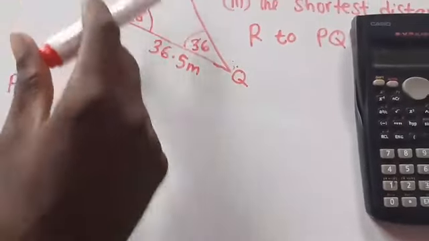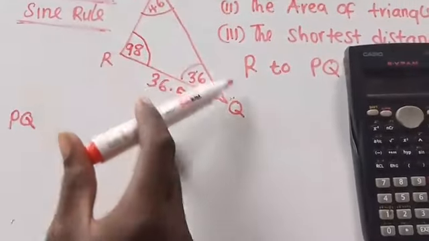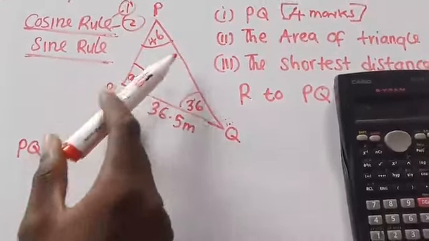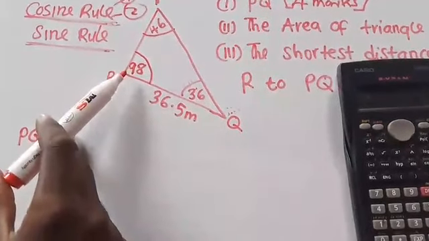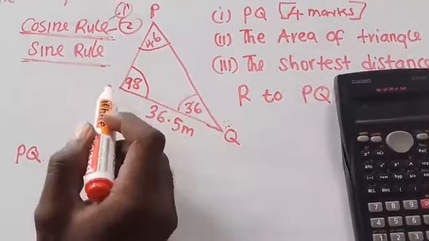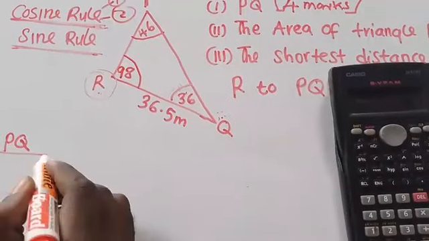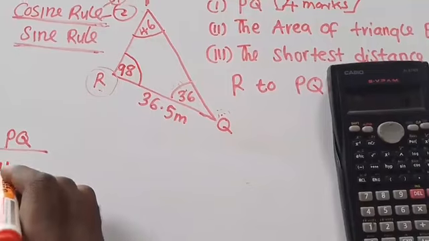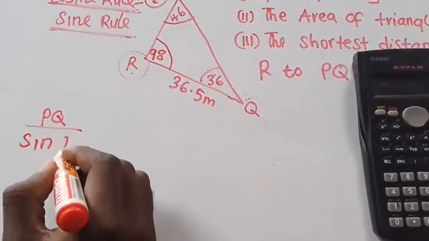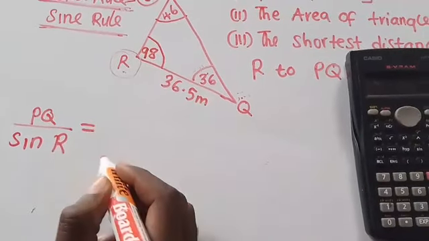This is our PQ. So PQ over the sine of the angle that is opposite. PQ is opposite to angle R. So you are going to say PQ over sine of the angle that is opposite, R, which is equal to.